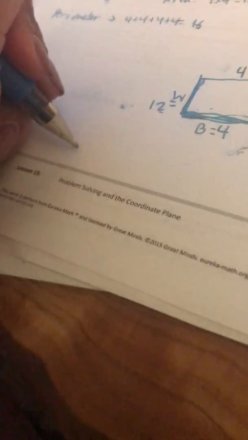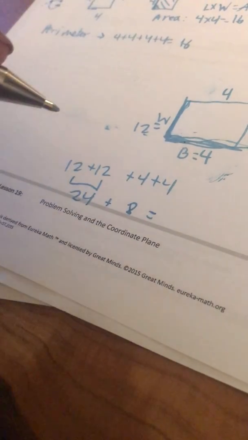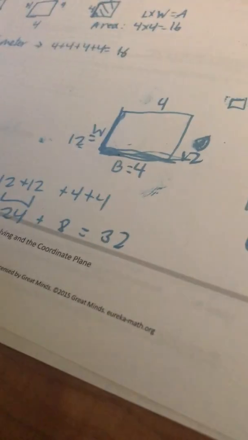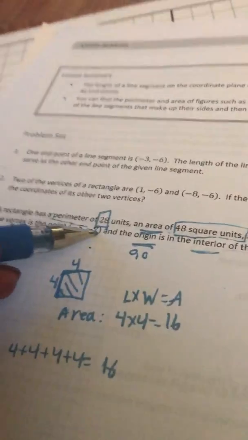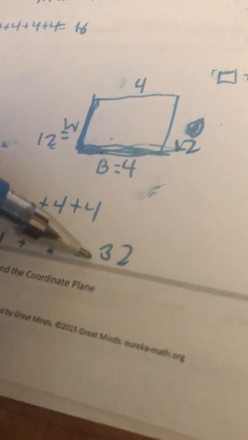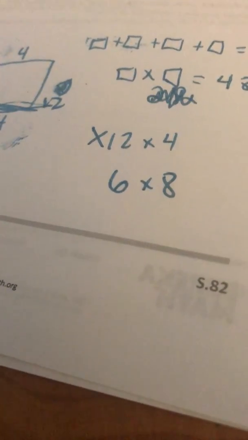So let's see what 12 plus 12 plus 4 plus 4 equals. 12 plus 12 is 24, plus 8. 24 plus 8 equals 32. So we need a perimeter that is 28. So 32 is too big. So that one doesn't work. So this doesn't work.